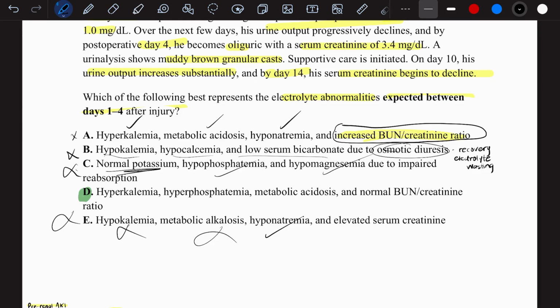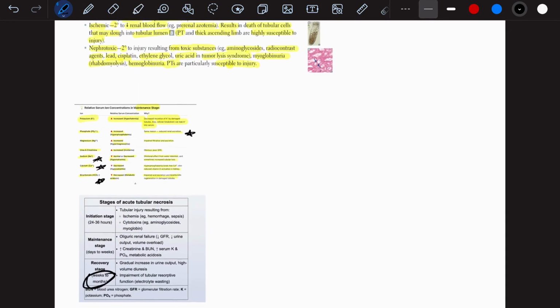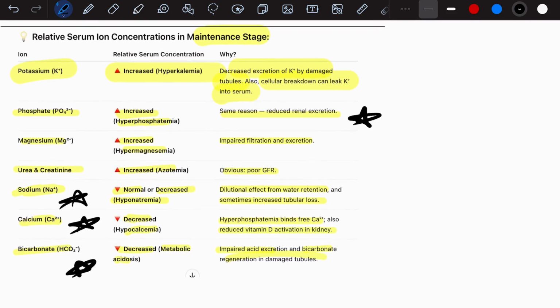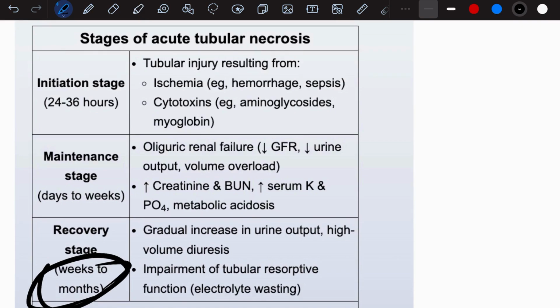So I hope I broke this down enough for y'all where you can see the ions and the electrolytes changing. Just think of it in terms of the stages: initiation, no change; maintenance, you'll see a bunch of electrolyte changes. Just remember sodium, calcium, bicarb, those are the only ones that are either staying normal or decreasing. Everything else is increasing. If you want to remember the reason, you can come back to this table if it helps the information stick better. And then finally recovery, you're peeing a lot and you're wasting all these electrolytes.